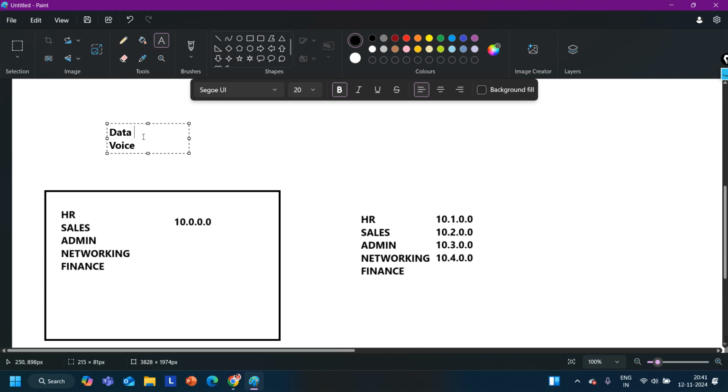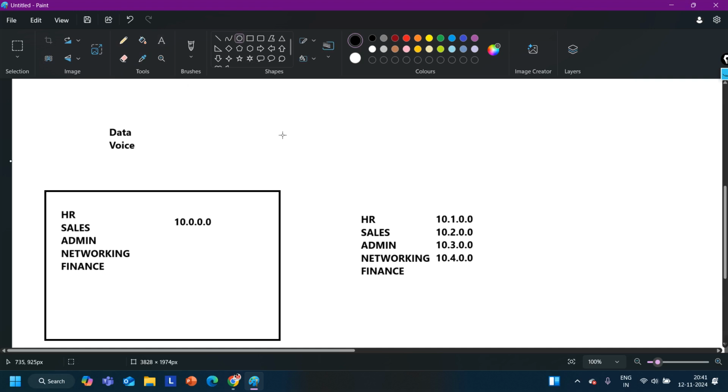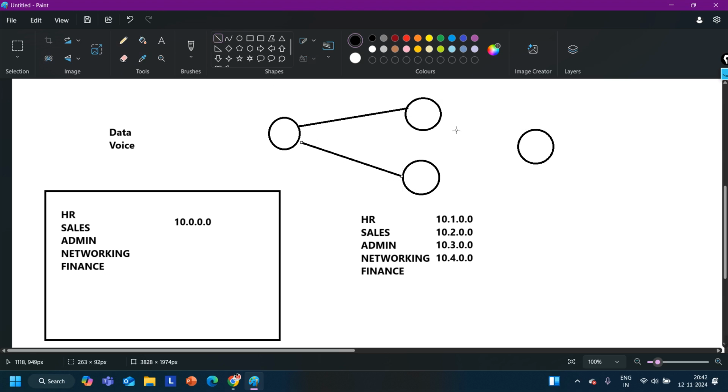If you are using a different subnet for data traffic and a different subnet for voice traffic, then only it is possible. If both belong to the same network, both using IP addresses from the same network, then it is not possible, right? What I am trying to say, let's say this is one source, and between source and destination there are two paths.